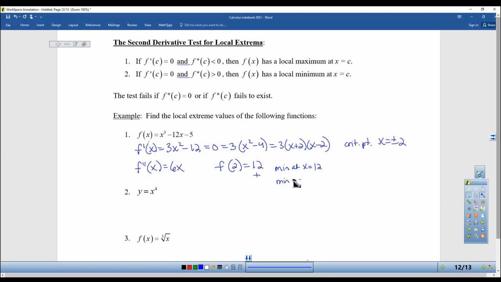And the minimum is, so 2 cubed is 8 minus 24 minus 5 is, what is that, negative 21? That's the minimum. Okay, so this number 12 doesn't tell you what the minimum is. Oh, I wrote x is equal to 12. X is equal to 2. But it tells you just that it's positive.